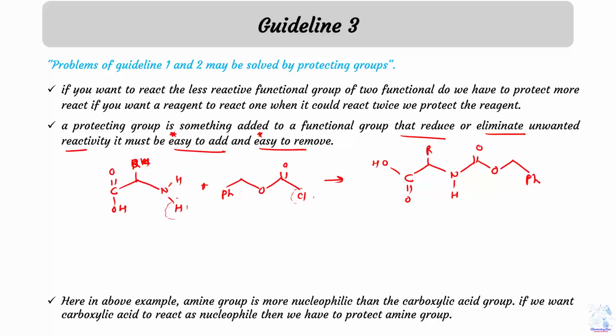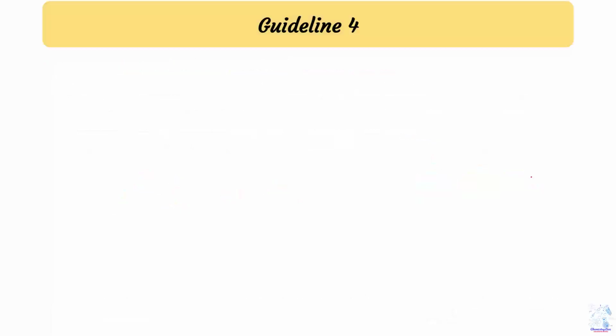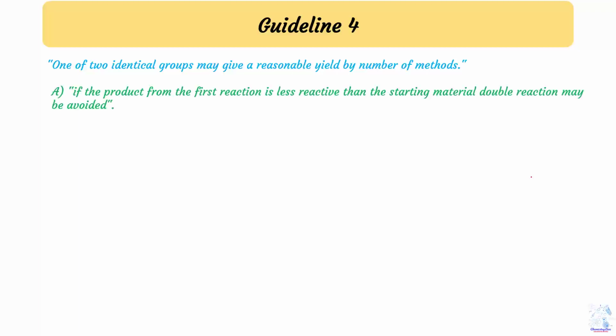So now we will deal with the fourth guideline, which is the last guideline for the chemoselectivity problem in disconnection. What is in the last guideline? In the last guideline, one of two identical groups may be given reasonably by a number of methods. So that is one important part. I'll divide it into three parts. The first part is: if the product formed in the first reaction is less reactive than the starting material, double reaction may be avoided. In that context, I have one example which I want to share with you.